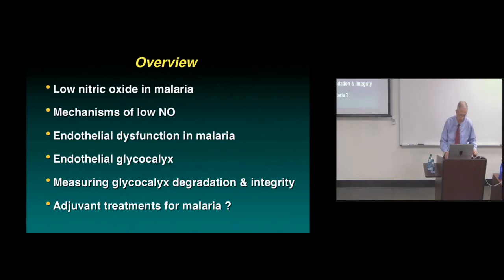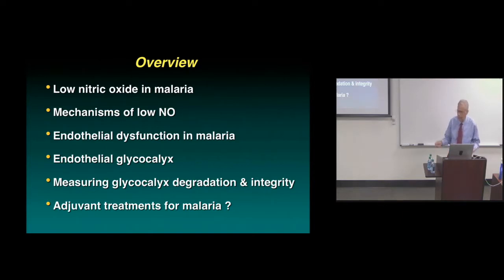So what I'm going to talk about is causes of low nitric oxide in malaria, the mechanism by which this low nitric oxide level and production takes place, characterizing and quantifying endothelial dysfunction in malaria. Talk about a new thing for us, and this will be some unpublished data, the endothelial glycocalyx. I'll explain what that is in a minute, and how you can actually measure that.